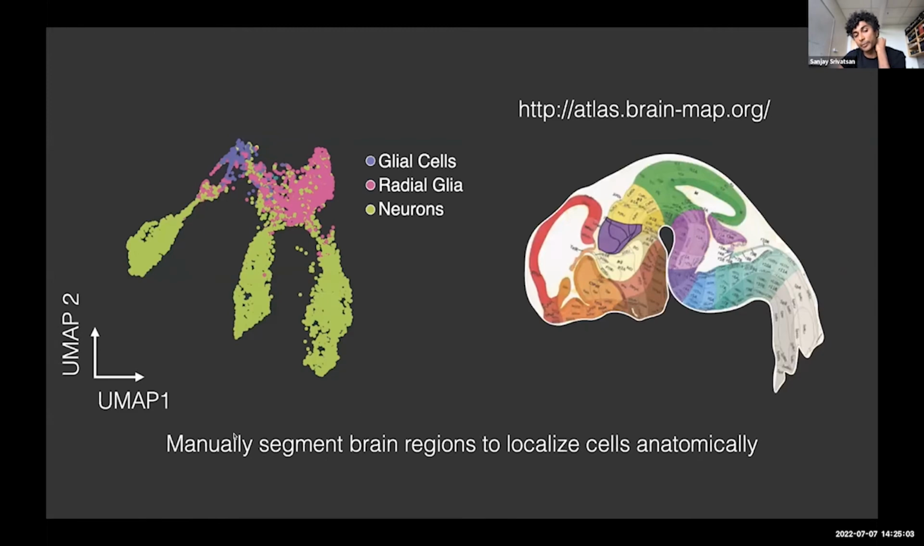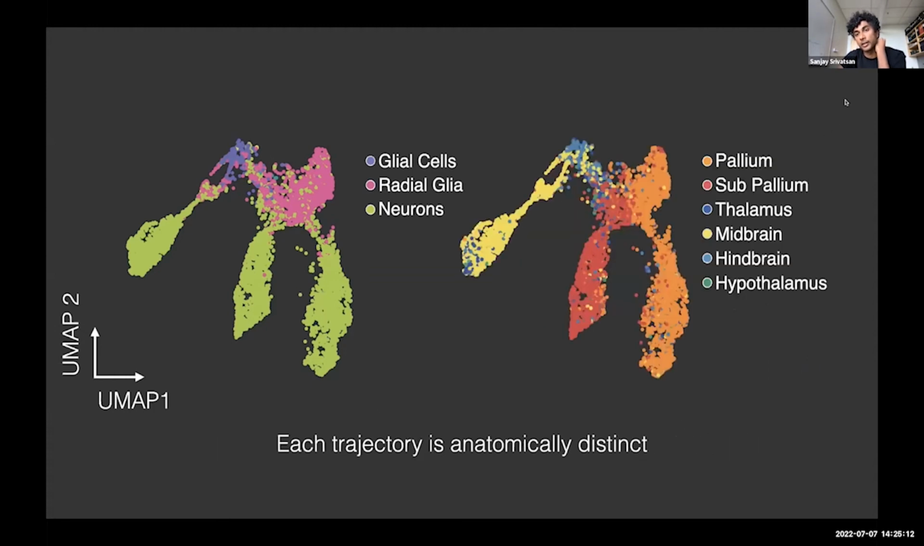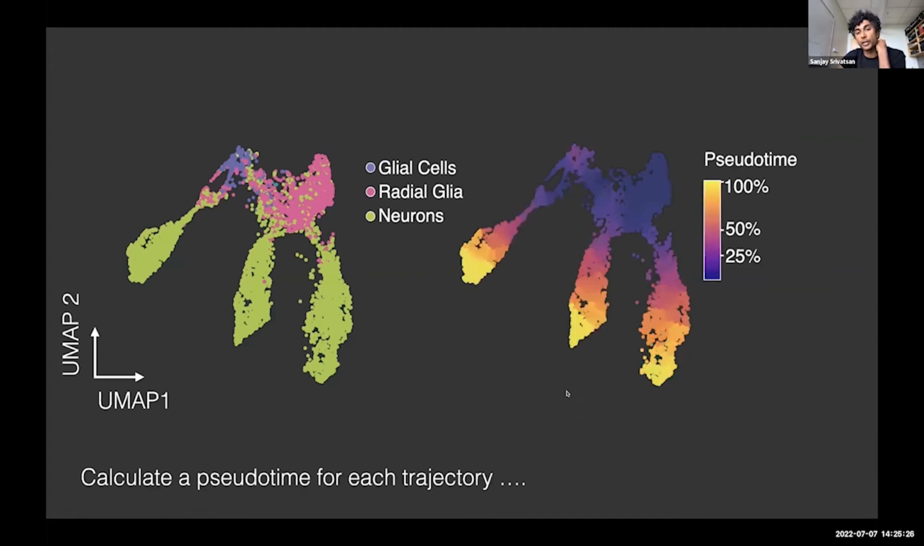To do this, we can manually segment the brain regions using the Allen Brain Atlas, and we can localize each of these cells anatomically. When we do that, we see that each of these 3 prongs actually corresponds to a different region of the brain. So each of these differentiation trajectories is happening in an anatomically distinct region. We can also derive a measure of progression from radial glia all the way to neurons in each of these anatomically distinct regions, and calculate a pseudotime, or a normalized distance along each of these axes, for each of these cells.